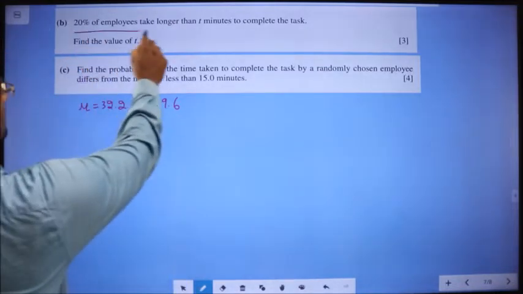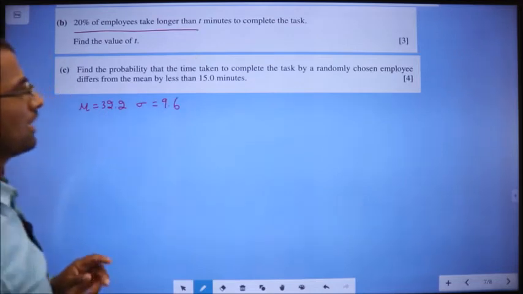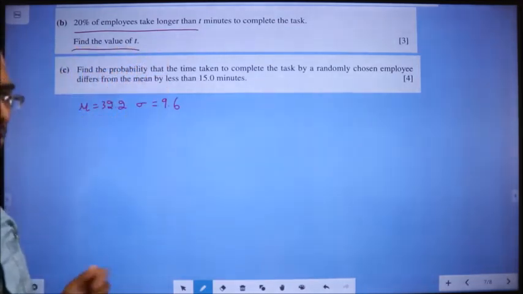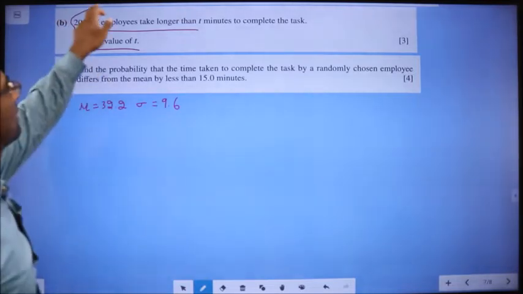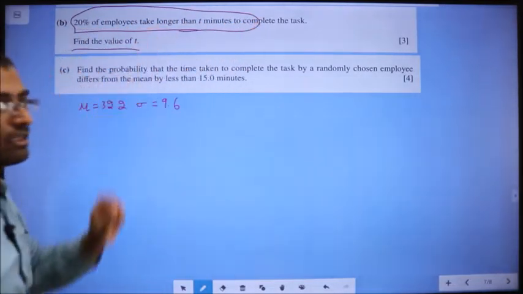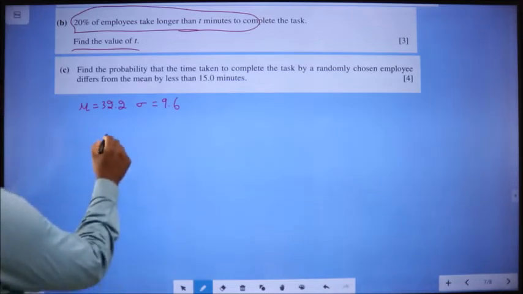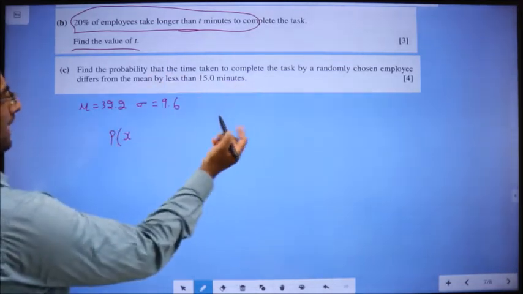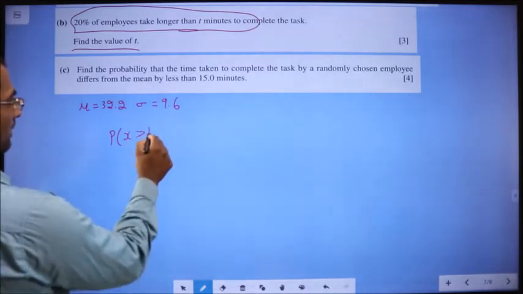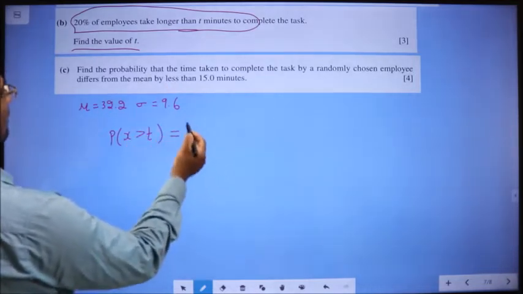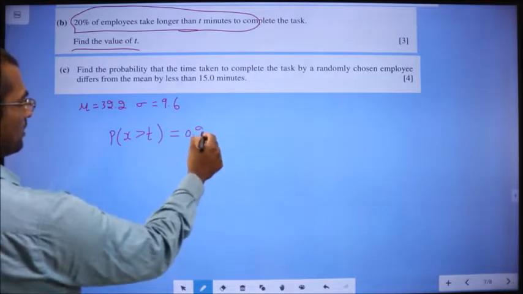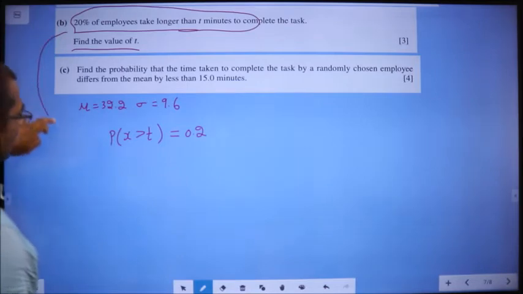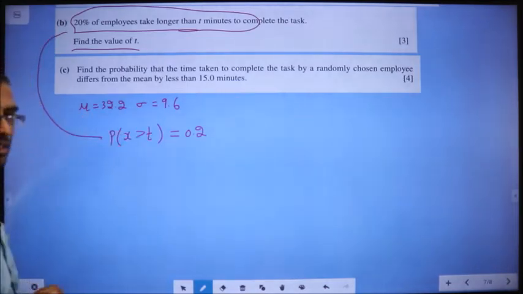B1. 20% of the employees take longer than T minutes to complete the task. Find the value of T. How do I write this English statement in mathematical form? P of X longer than T minutes, so greater than T, is equal to the probability given, 20%, so 0.2. Clear? This statement has been converted to a mathematical equation like this.